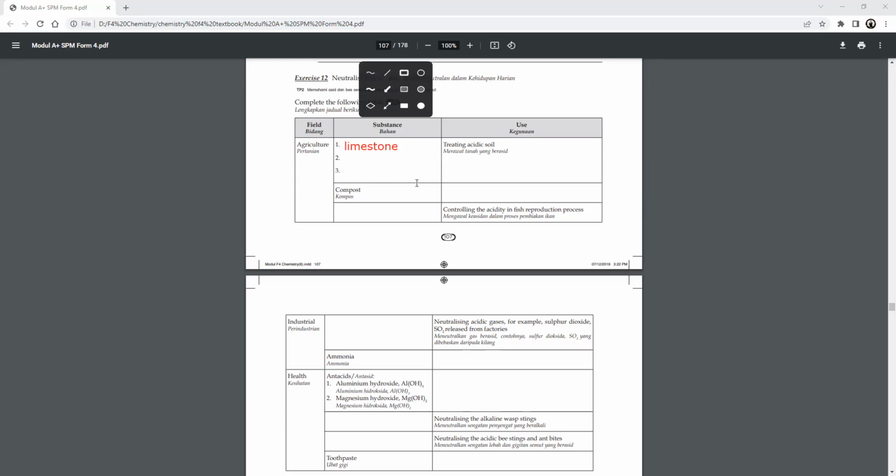Limestone is CaCO3. Limestone, calcium carbonate, is an alkali. And then powder lime, which is calcium oxide, which you get when you burn CaCO3. And then lastly, the ash of burnt wood.